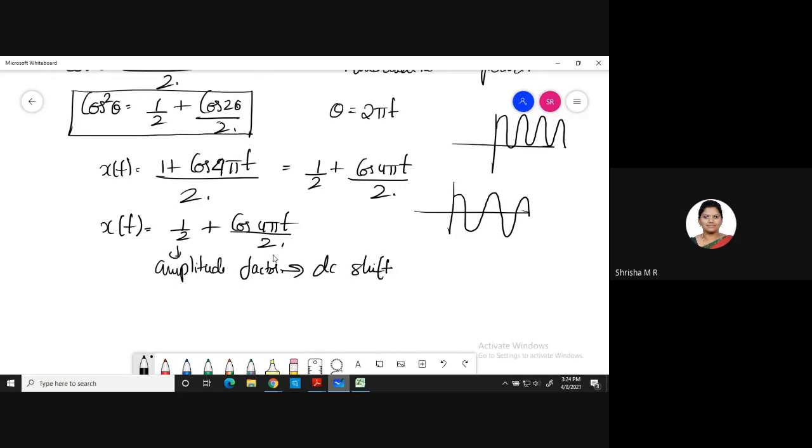So what is omega for this function? What is omega? It's 4 pi.